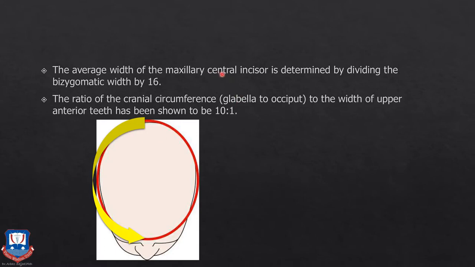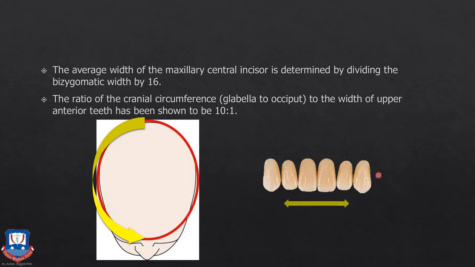Okay. So the next is the ratio of the cranium. So sorry, the cranial width, that is from the glabella to the occiput, is in a ratio of 10 is to 1 to the width of the upper anterior teeth. So if this is x, then the width of the upper anterior teeth, that's from maxillary canine to maxillary canine, will be x divided by 10. So this is the width of the maxillary anterior teeth, and this will be determined by measuring the distance from the glabella to the occiput. So this is in the ratio of 10 is to 1.